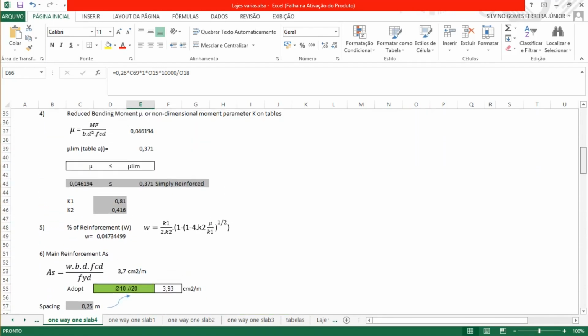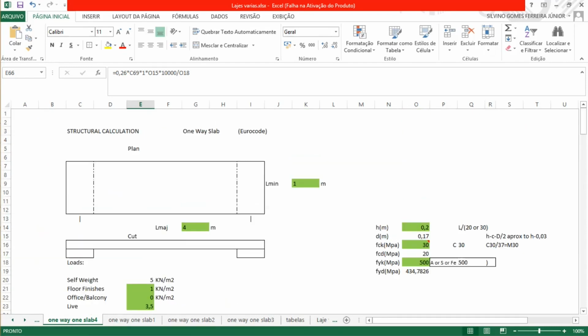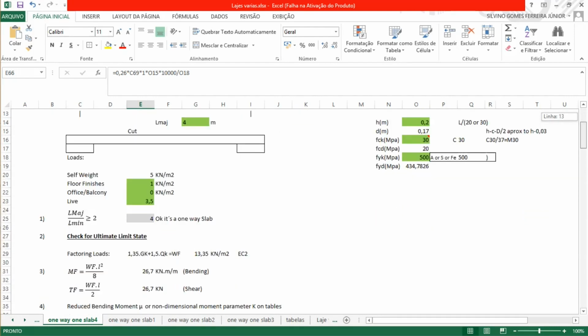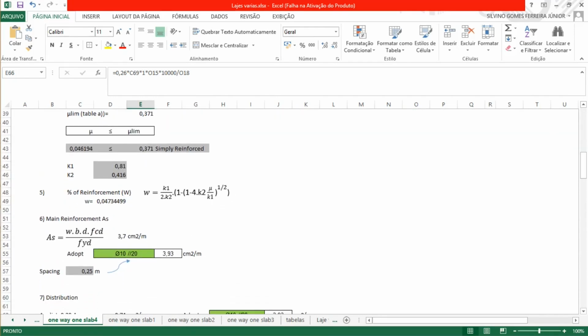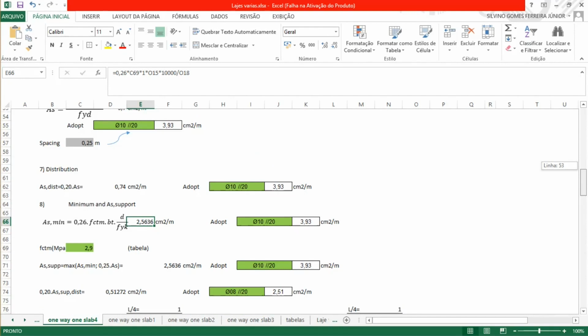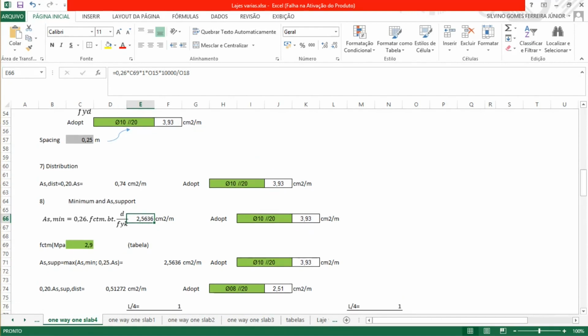Of course, you pass this since you are getting in square centimeters per meter. When you calculate, you make these multiplications to get that, and divided by FYD. That is the FYD, 434 megapascal. So here it gives us 2.56 square centimeters per meter.